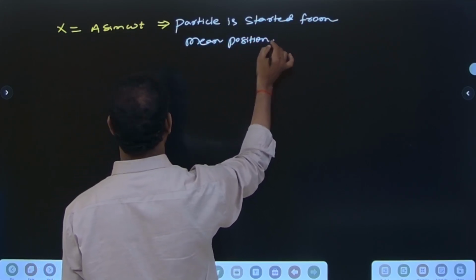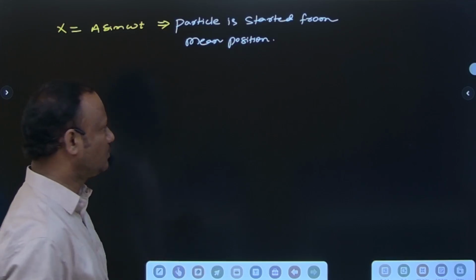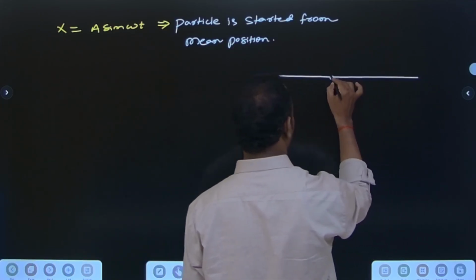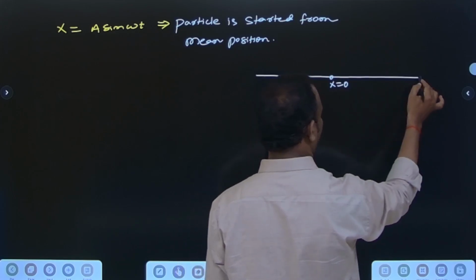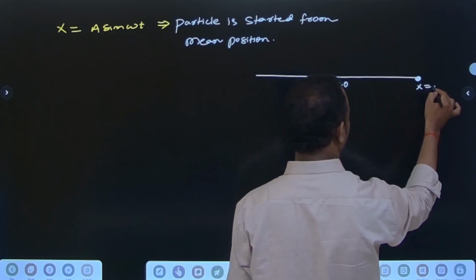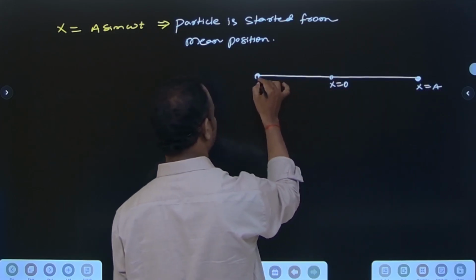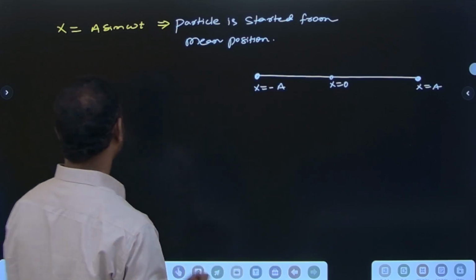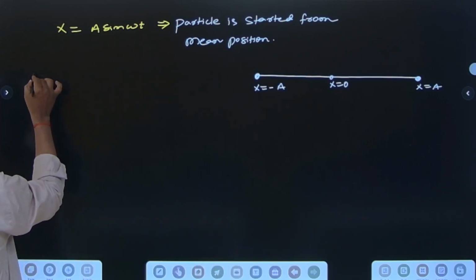A particle is started from the mean position means what? Here x is equal to 0. And the next one is x is equal to A, which is the amplitude. On the next side, x is equal to minus A. First question from here.